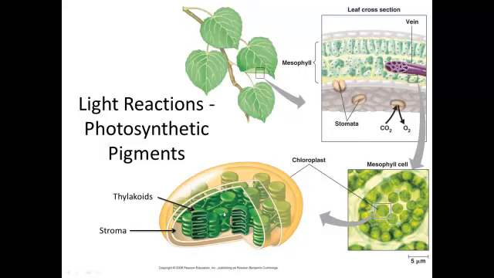The chloroplasts have a double membrane. See, right here. Inside the double membrane are stacks of membranes. These individual folds are called thylakoids, and the space outside of them is called the stroma. Yes, all of these terms are important, so make sure you know them.